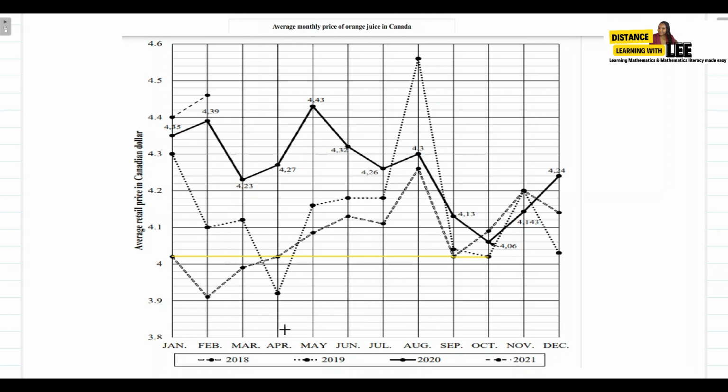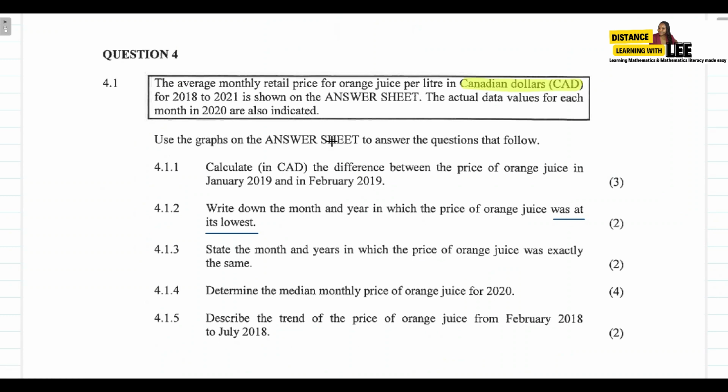Another person might also think that November 2020 as well as December 2018, the price of the orange juice is also the same. But let's take note of the wording. State the month and the years in which the price of the orange juice was exactly the same. So in this case, we don't only look at when the orange juice price was exactly the same, but we focus on the month and the years. So there needs to be an intersection. That is what we're looking at.